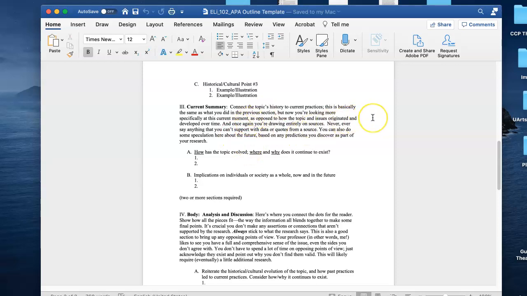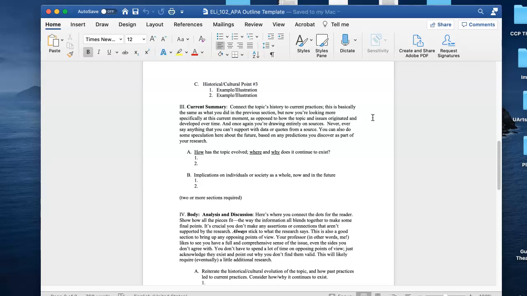Connect the topic's history to current practices. This is basically the same as what you did in the previous section, but now you're looking more specifically at this current moment as opposed to how the topic and issues originated and developed over time. And once again, you're drawing entirely on sources. Never ever say anything that you can't support with data or quotes or paraphrases from your sources. You can also do some speculation here about the future, but even that speculation has to be based on predictions that you've discovered as part of your research.